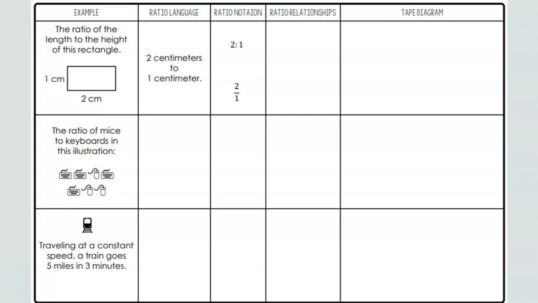In ratio relationship, we are writing this out as a math problem. And then as a tape diagram, we are writing the length out using the numbers and modeling the problem. The 2 squares on the top is the length, and the 1 square on the bottom is the height, showing the relationship of the 2 in the length to the 1 in the height.